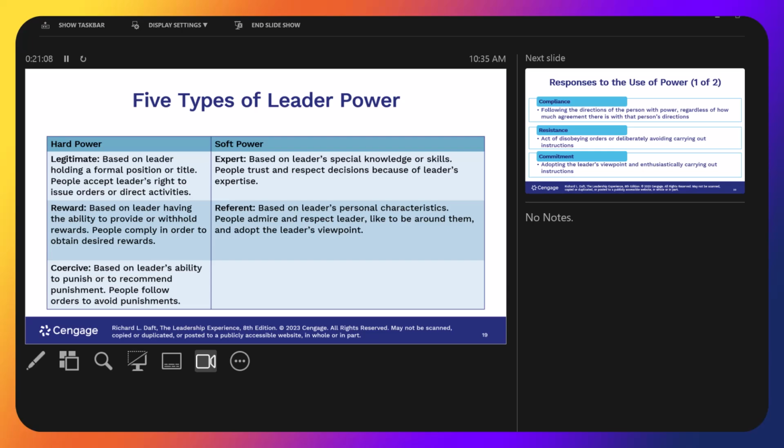So when you have people who have soft power, just to make sure we're clear, they might not have legitimate authority. They might not be the manager, but they might be the person who works for the manager. But everybody in the group comes to them because they have the soft power.